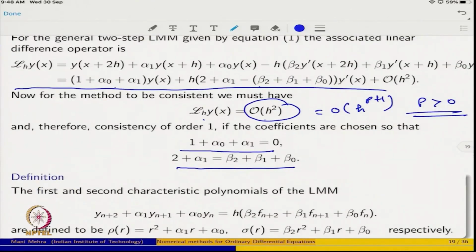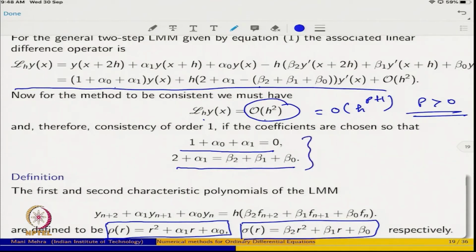The first and second characteristic polynomials of a linear multi-step method are given by the following formula. This is called the first characteristic polynomial and this is called the second characteristic polynomial. Why are we calling them the first and second characteristic polynomials? Because we wanted to redefine this condition in terms of characteristic polynomials, which is easy to remember and useful for analysis. So, the first condition becomes rho(1) is equal to 0.